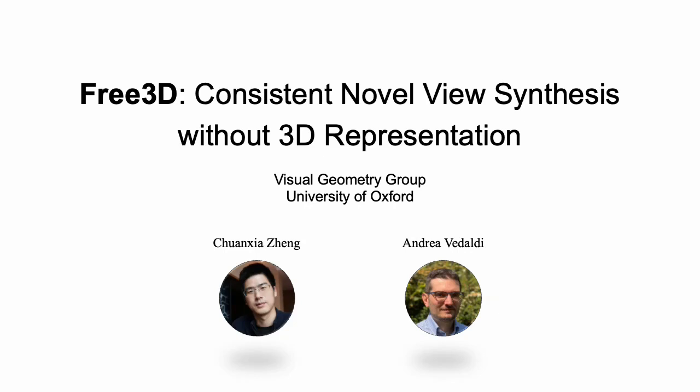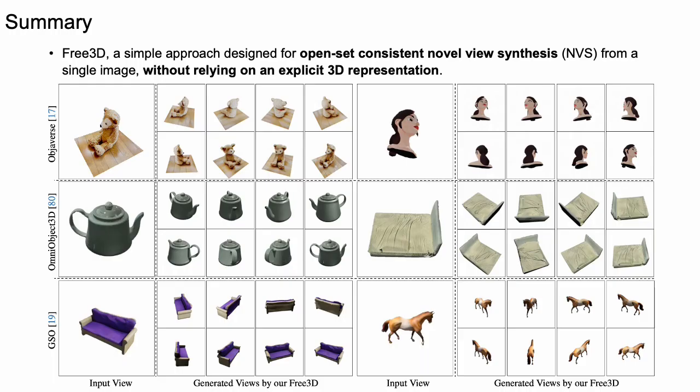Here we introduce our work Free3D, consistent novel view synthesis without 3D representation. This work is done by Chen Xiazhen and Andrew Vedaldi in the VGG at the University of Oxford. In this work, we propose a simple approach for open-set consistent novel view synthesis. Given a single image, Free3D directly outputs consistent novel views without relying on an explicit 3D representation.